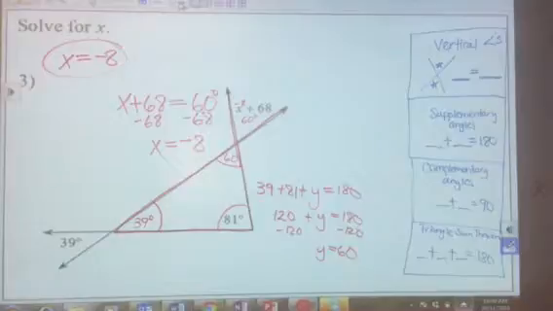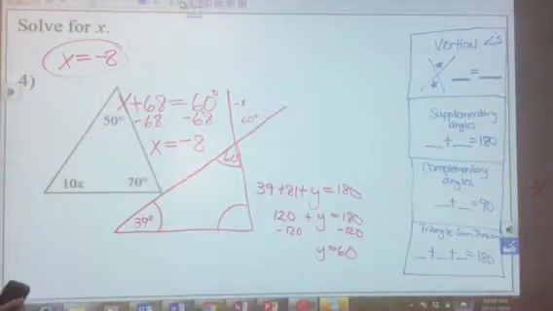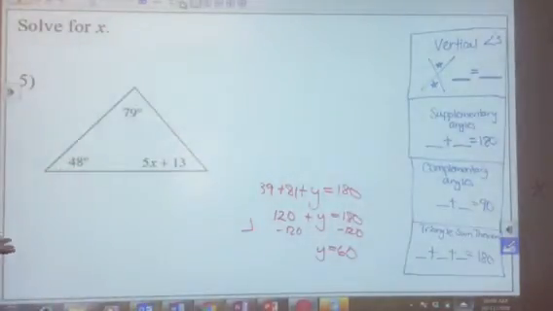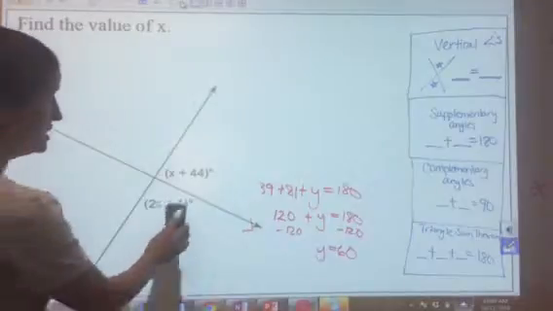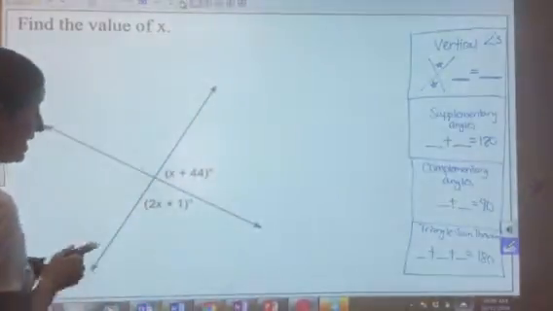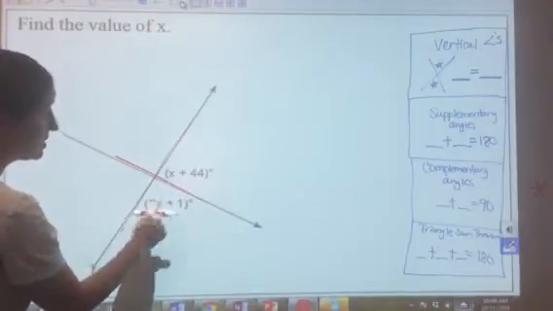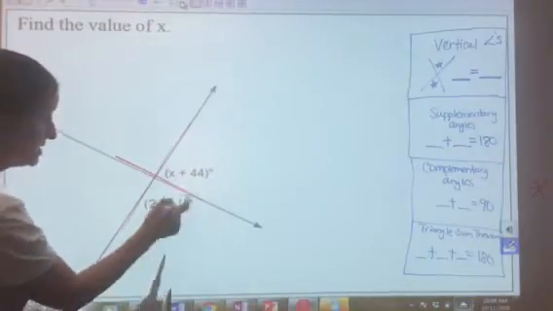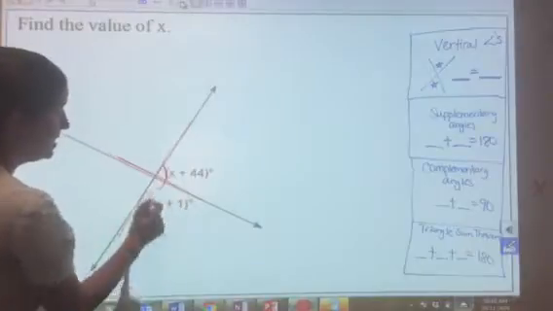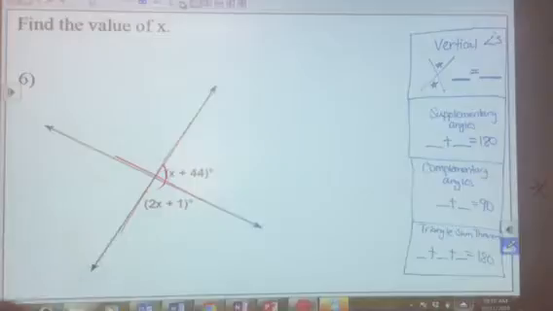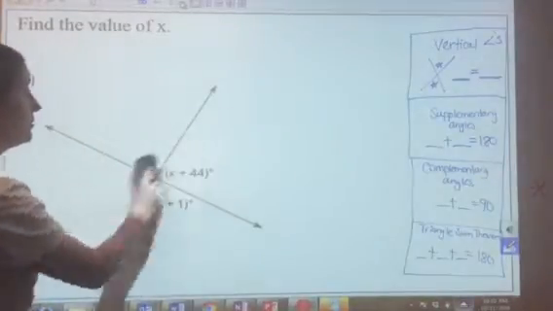All right, let's do like one more. Okay. Skip to, this is just a triangle, so they all add up to 180. This is just a triangle, they all add up to 180. This is two lines that intersect, but we don't have angles across from each other. We have angles that are adjacent, which means they're side by side. They form a straight line, so we would say x plus 44 plus 2x plus 1 equals 180. Combine like terms and solve.